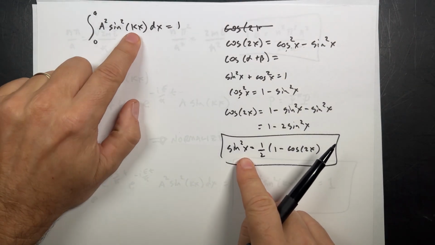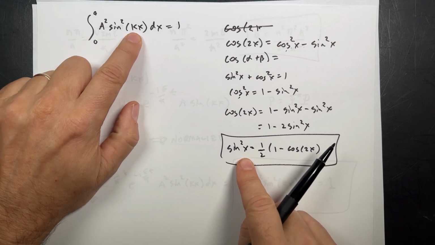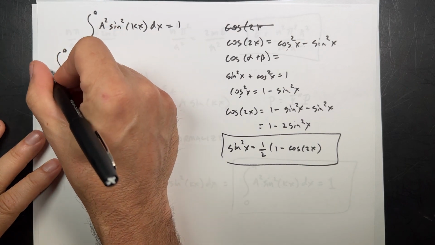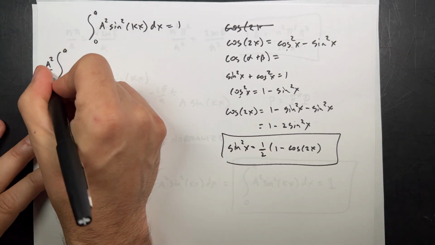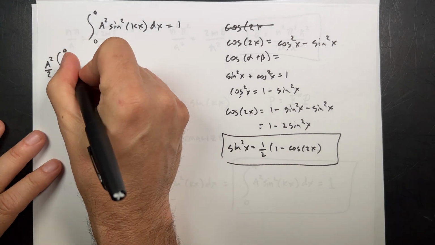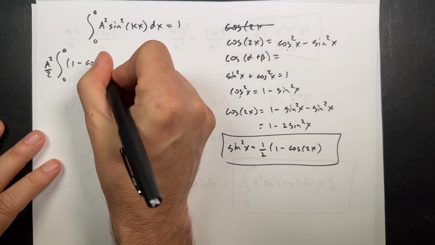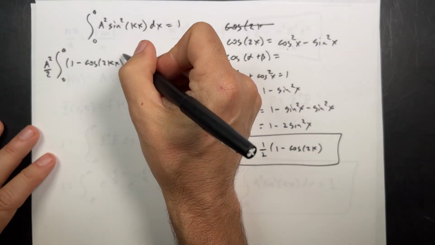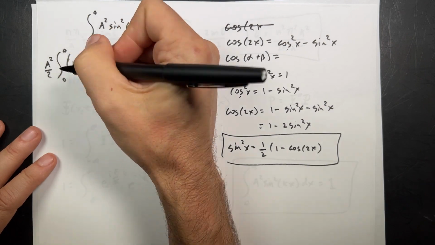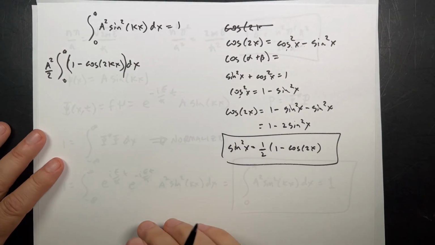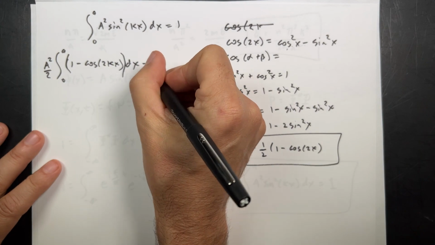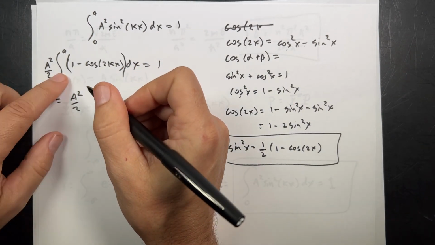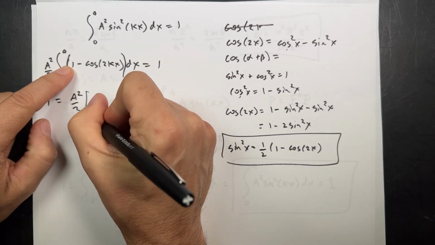Now, I don't have x, I have kx, right? So I'm going to have to put kx instead. But I can write this as the integral from 0 to a, where A squared comes out front and the 1/2 comes out front, of 1 minus cosine of 2kx dx, in parentheses right there. Okay. Now that I can integrate. So let's do it. This is equal to 1. So 1 is equal to A squared over 2 times the integral of 1 dx, which is just x.